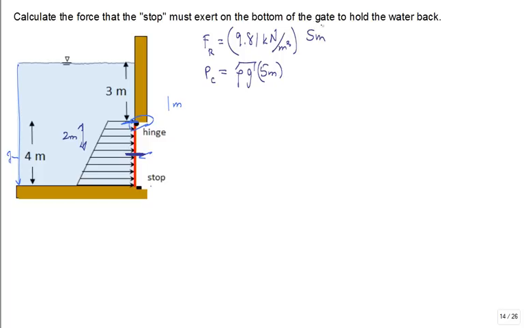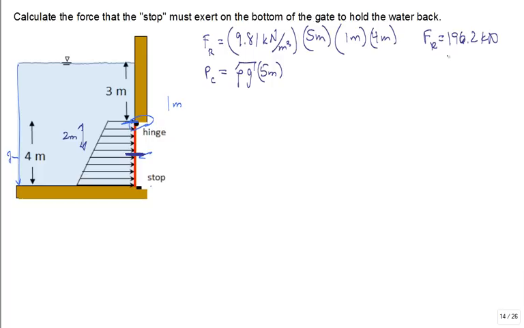5 meters times the area. What is the area of the gate? Well, it's 1 meter depth and it's 4 meters height. So the F of R comes in at 196.2 kilonewtons.